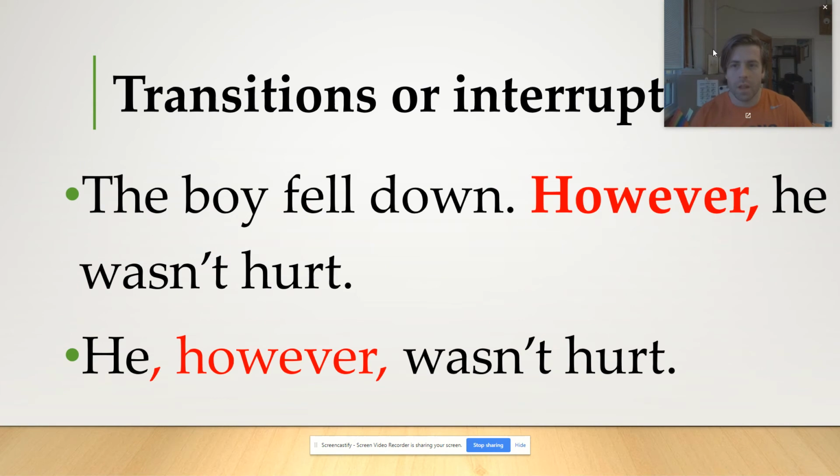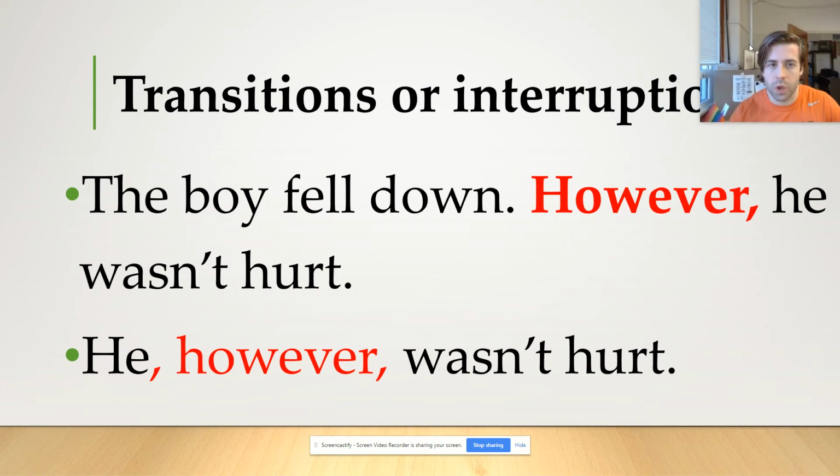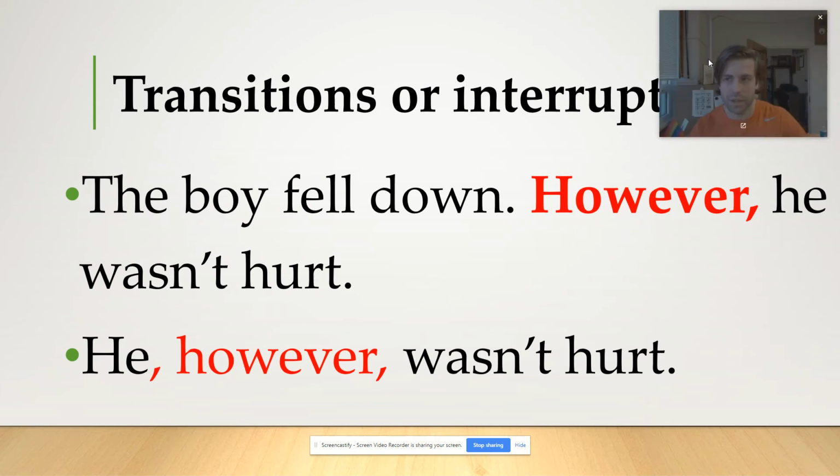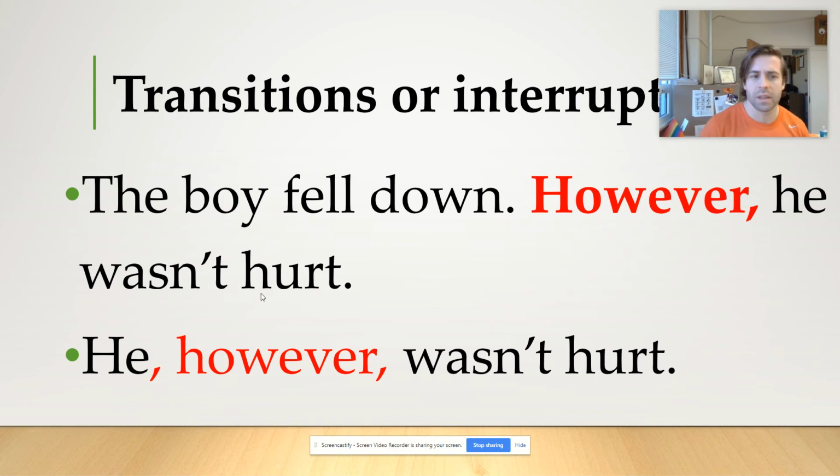These things do two basic tasks for us in writing. Number one, they transition between ideas. They indicate here's one idea, and here's the next, in a meaningful way. That's why we call them transitions. So, the boy fell down, however, he wasn't hurt. This however is acting as a contrast. We're saying this happened, but he wasn't hurt.